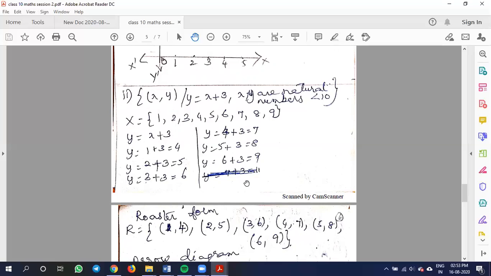So you are not supposed to take the next one. 7 plus 3 is 10. It is not present in the set, so it should not be taken. Now the roster form. When X is 1, it is 1 comma 4.